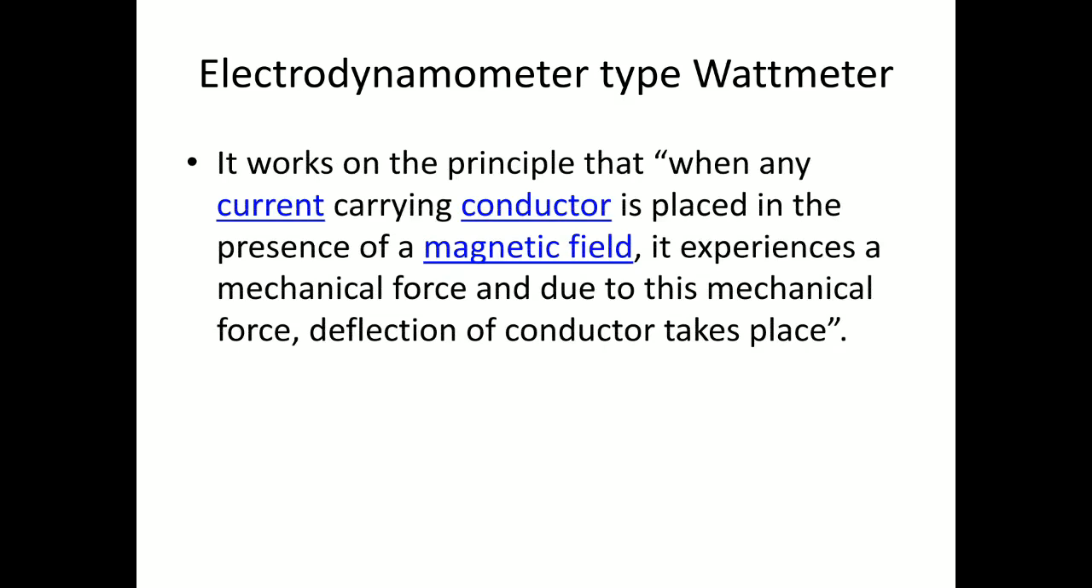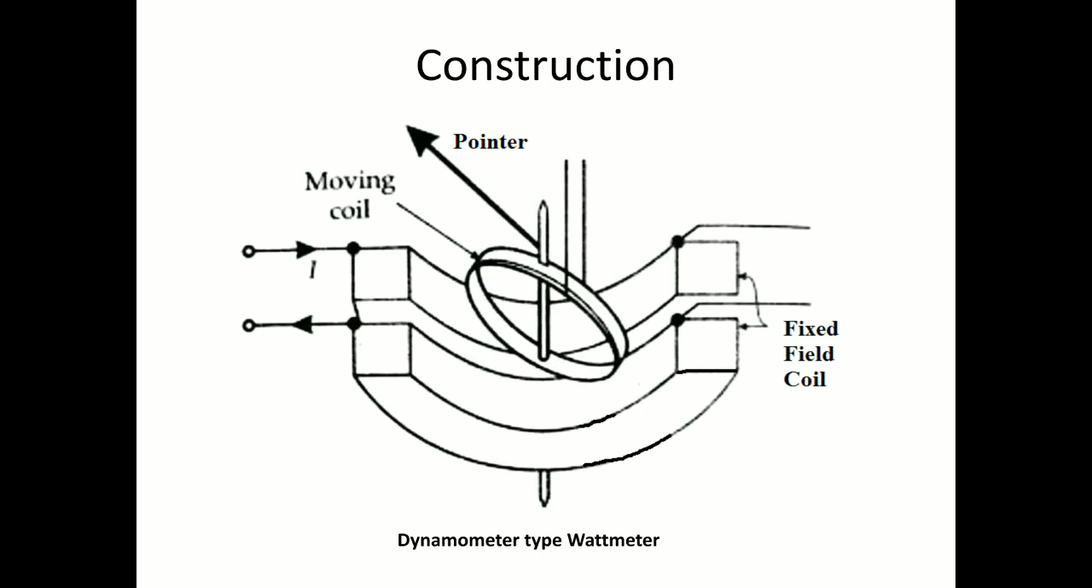The thing is that we need to make some basic changes in our basic circuit element of EMMC type instrument in order to use that circuit for the measurement of power, which is nothing but a wattmeter. So the working principle of this instrument is like that: when a current carrying conductor is placed in the presence of external magnetic field, then that conductor will experience a force, and because of that force it will have a deflection on it.